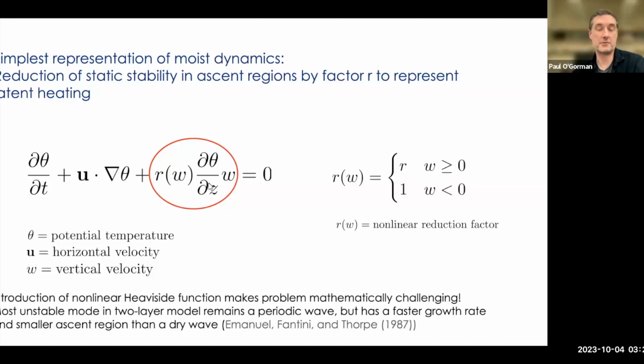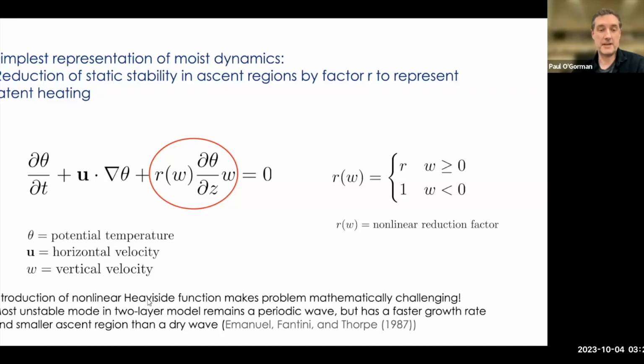So the thermodynamic equation is just the usual thermodynamic equation, and you can think of this as reducing the static stability in ascent regions. This was introduced in Mak and Bannon, Fantini and Thorpe, which is a classic paper on moist baroclinic instability. The parameter σr, the scalar, can be derived as a function of temperature and pressure. So we generally know what that is.